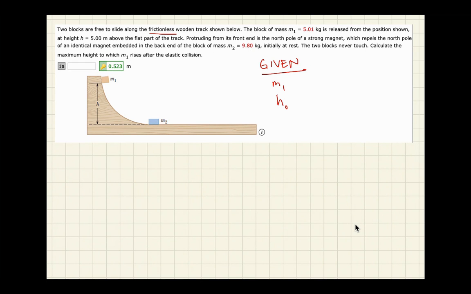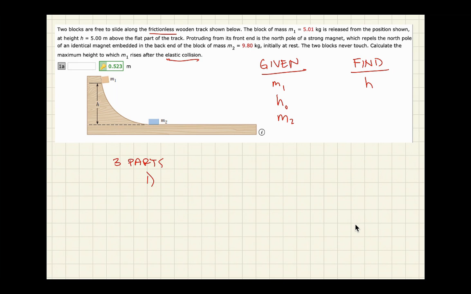Then we know there's this magnet to magnet repulsive collision, so we have an elastic collision. We're also given the mass M2, and we're asked to find the final height that M1 rebounds to after the collision. M1 is going to go down the ramp, bounce off of M2, and then go back up the ramp, and we're looking for how high up the ramp it goes after this collision. To find this, we need to break it down into three little mini problems, because there are effectively three different events.